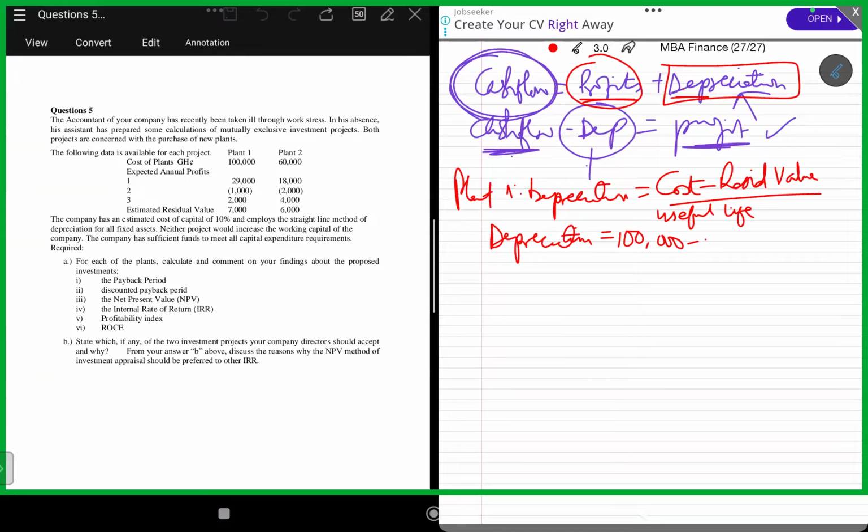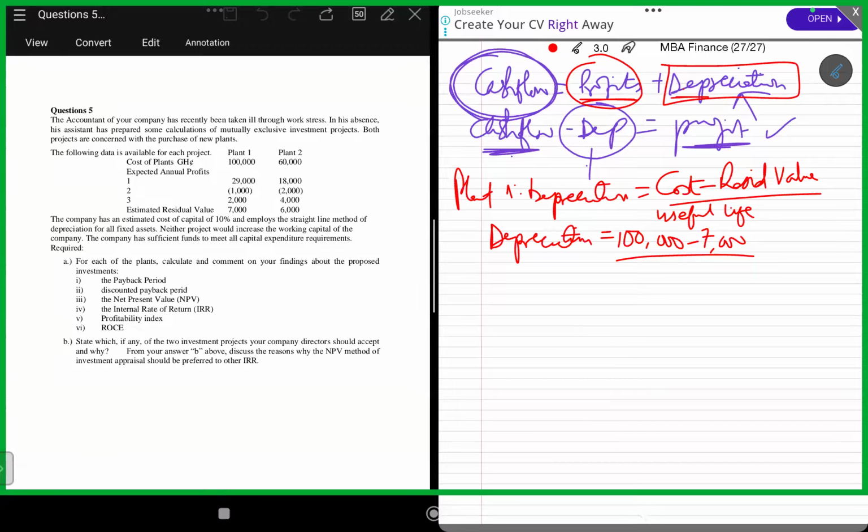7,000. Residual value means the amount at which the business will sell the asset after it has exhausted or consumed its useful life. So the useful life is 3 years, meaning after 3 years, the business would part with the asset. The business will dispose of it. The business will sell the plant as scrap to the scrap dealers. Let me put it that way.